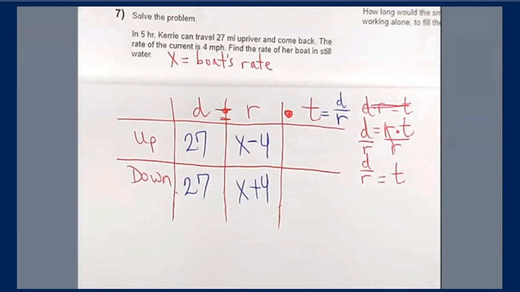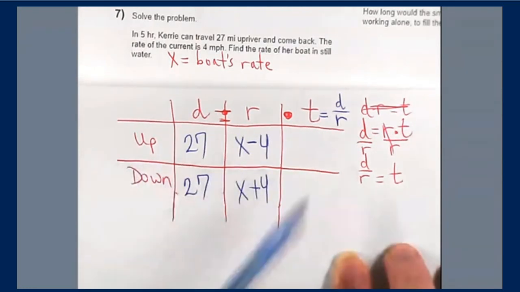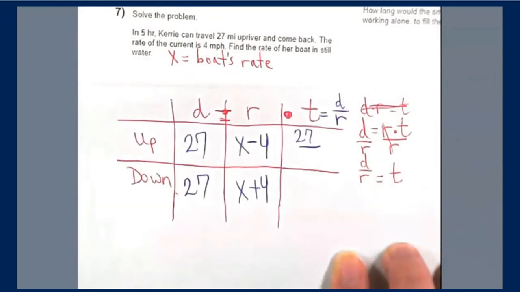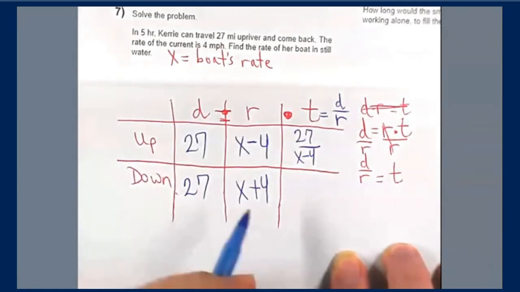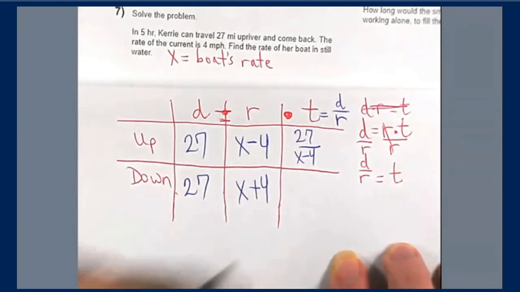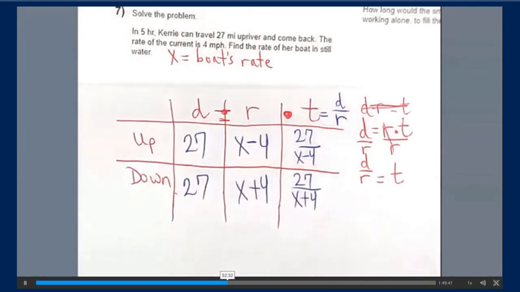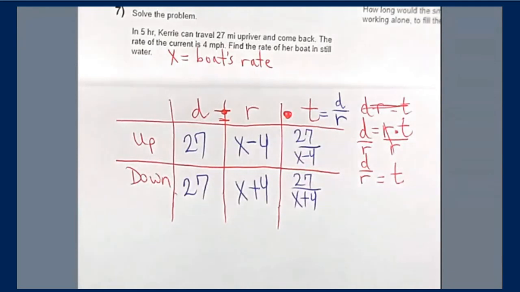Now, to get the last column, time, we have to take each distance and put it over each rate. So for up the river, that's represented by the fraction 27 over x minus 4. And down the river, the time is represented by the fraction 27 over x plus 4. Any questions about the table before we set up our equation?